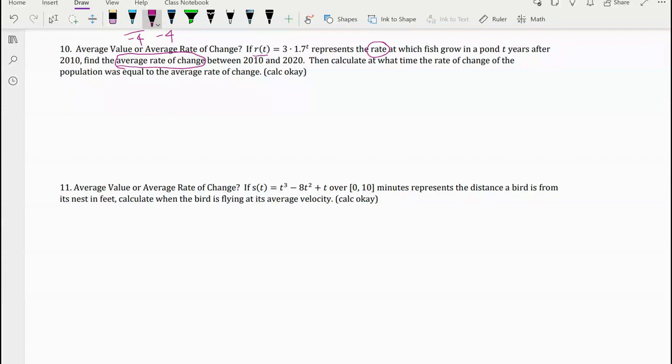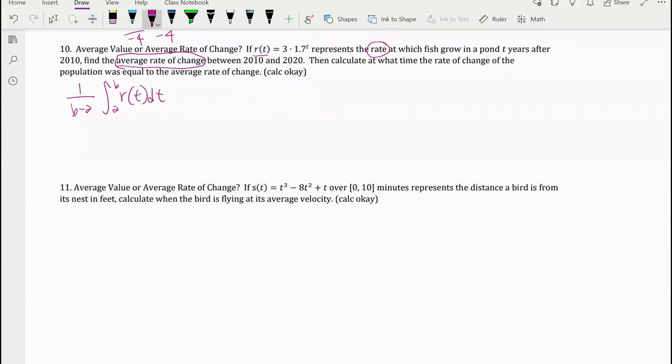So this one is tricky because it has the words rate of change in there. But r of t is already the rate. R of t is the rate. So to find the average rate, I am going to use the formula 1 over b minus a times the integral from a to b of r of t dt.